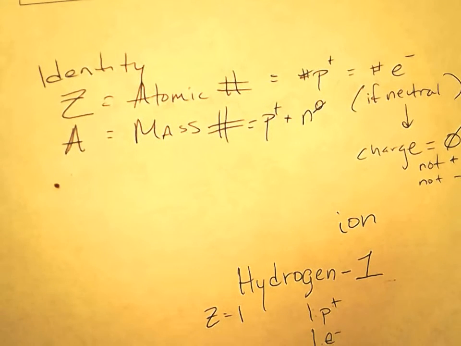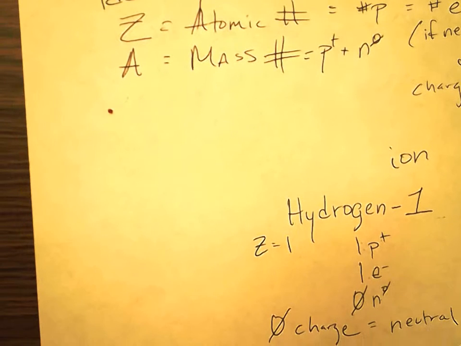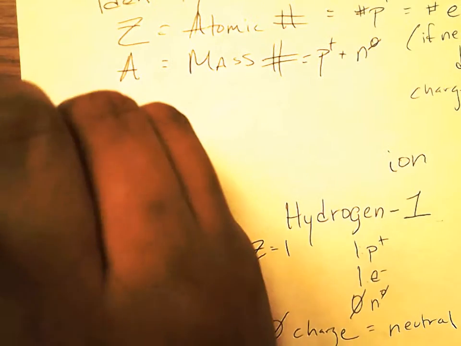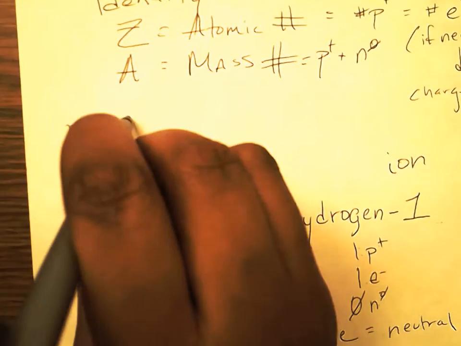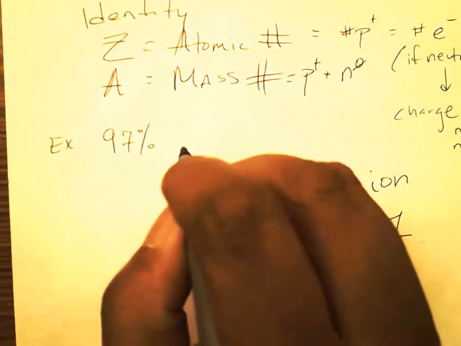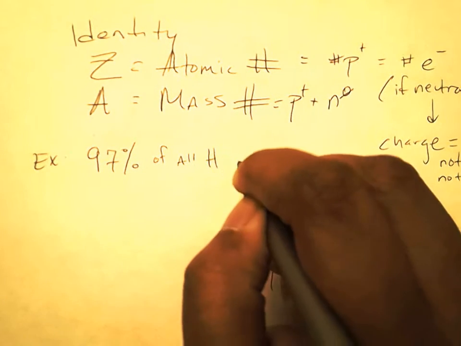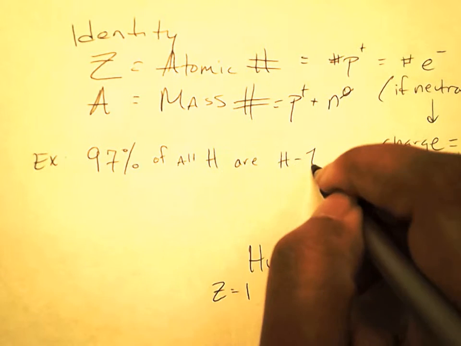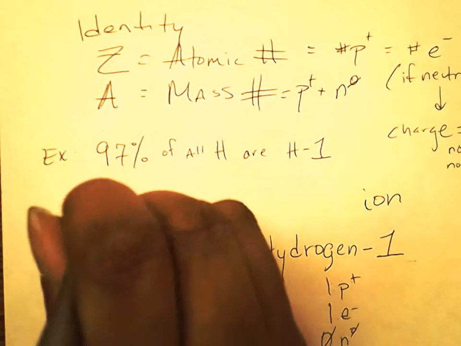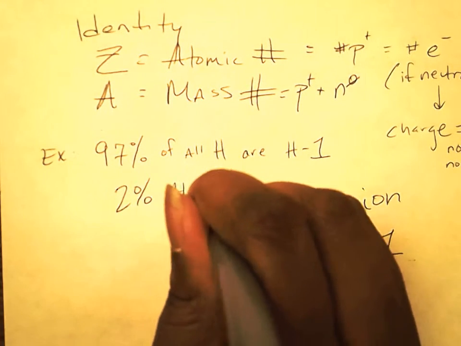Make sure that you know average atomic mass. You'll only be given 1 question on that. I never ask a bunch of questions about that. You'll probably only see 1 on the AP exam as well. Example: I think 97% of all hydrogens are H1. Then you have 2% of hydrogens are H2.